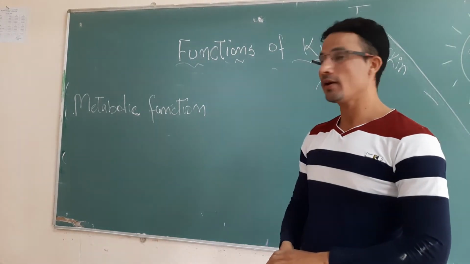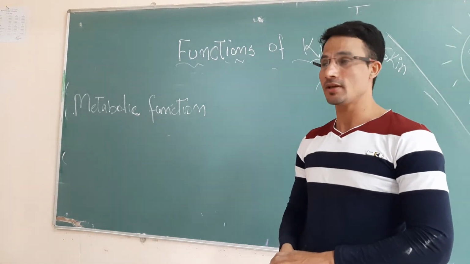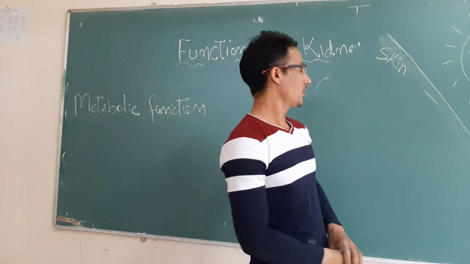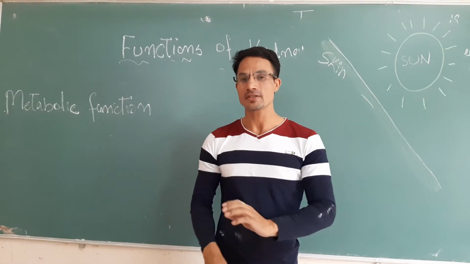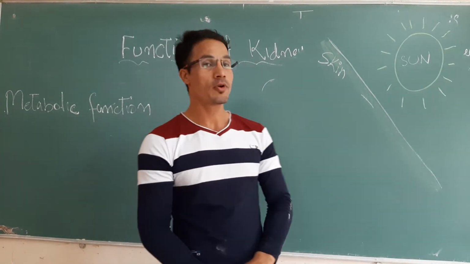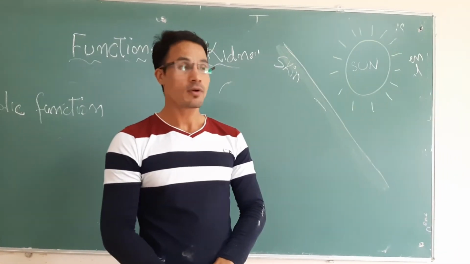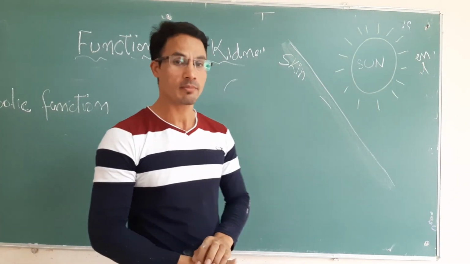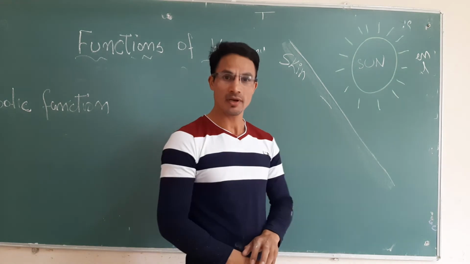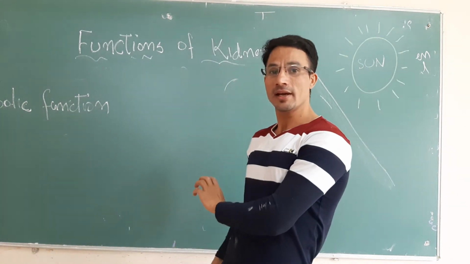That is the metabolic function. What are the metabolic functions of the kidney? The main function of the kidney is that it produces vitamin D. We get vitamin D from the sunlight, but that is inactive vitamin D. The active vitamin D is produced by the kidney.